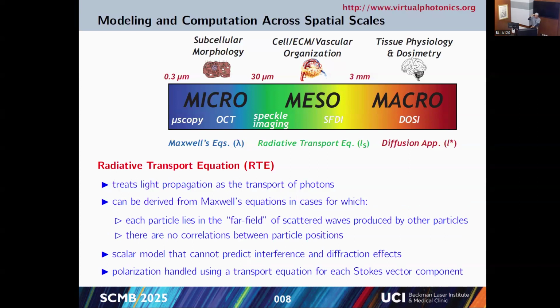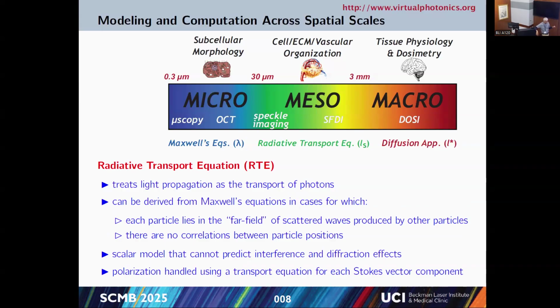So let's go to radiative transport. Radiative transport treats light propagation as transport of photons. It can actually be derived from Maxwell's equations under two limiting assumptions.